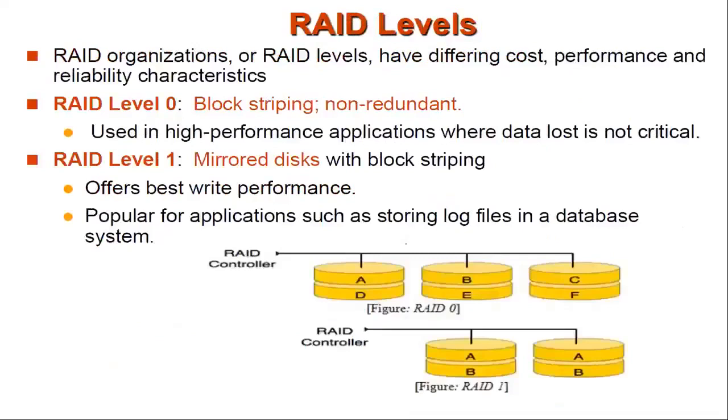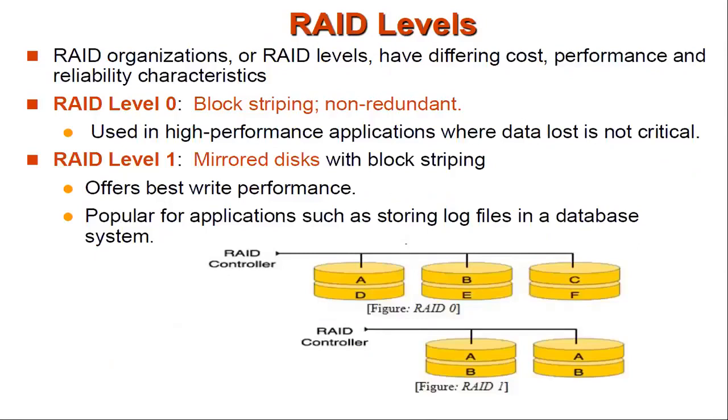The first, RAID level 0, is block striping and non-redundant. Now I hope you are clear on what bit striping and block striping are. RAID level 0 uses block striping and is non-redundant, which means you are not going to duplicate the data in multiple places. Each block of data is saved in only one place in the disk RAID arrangement.